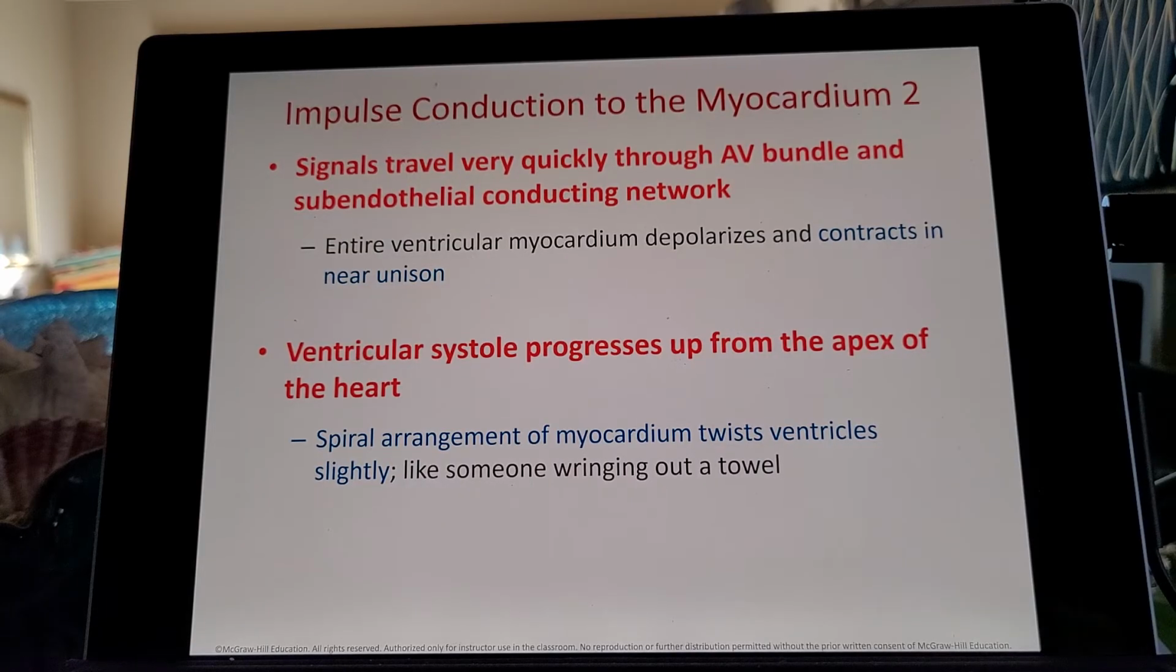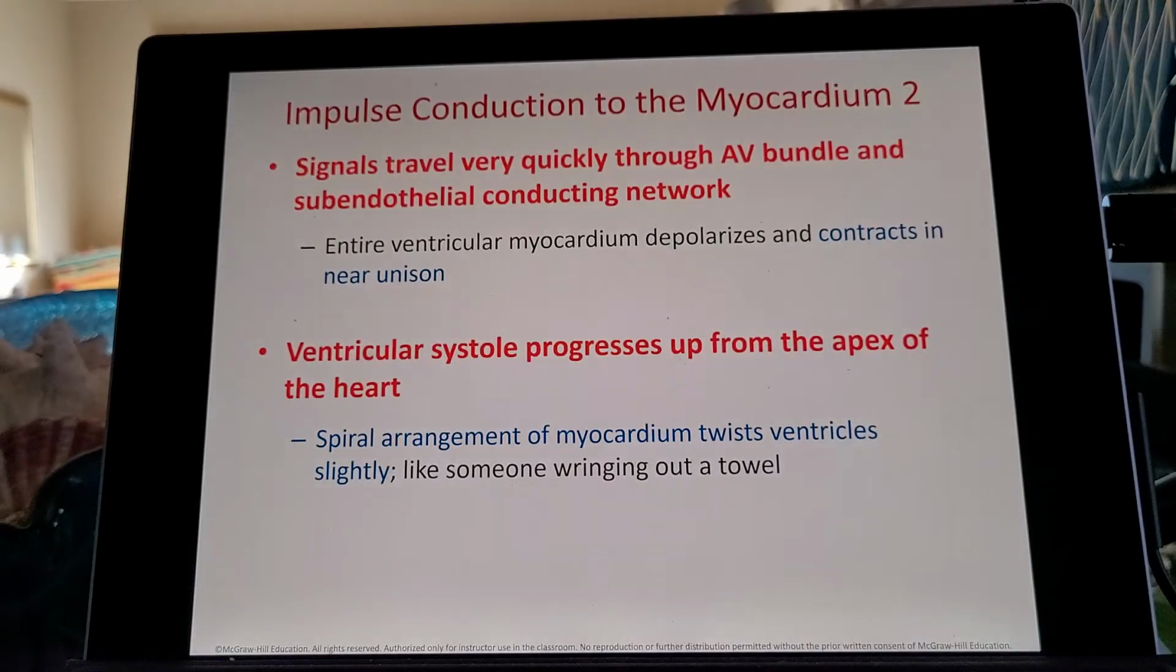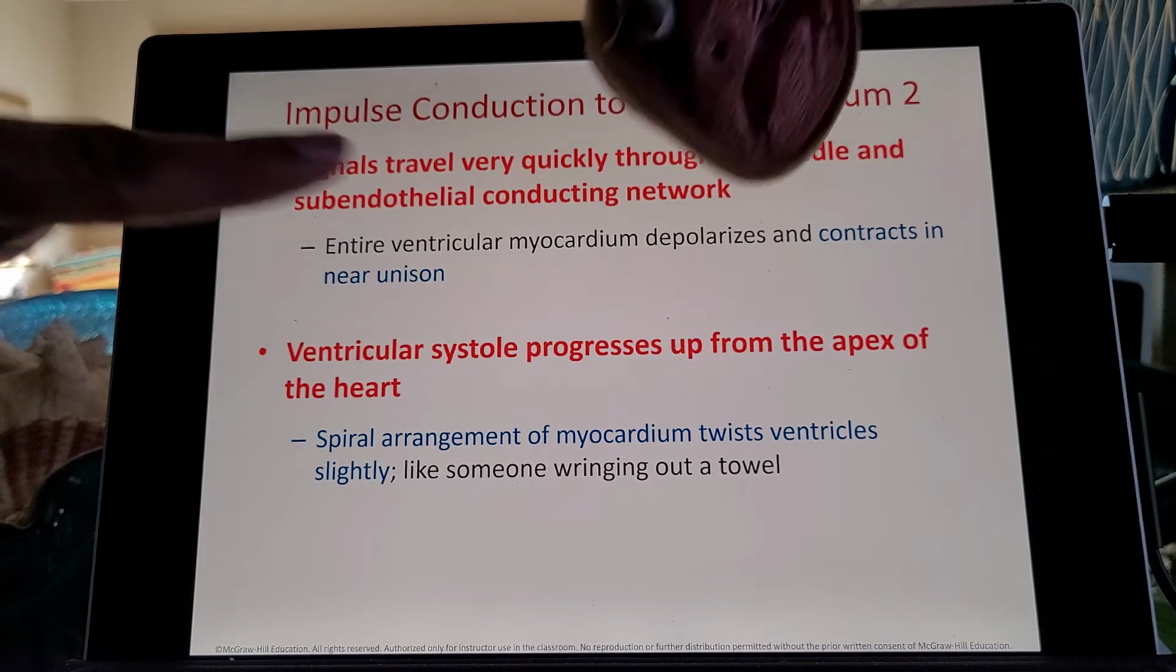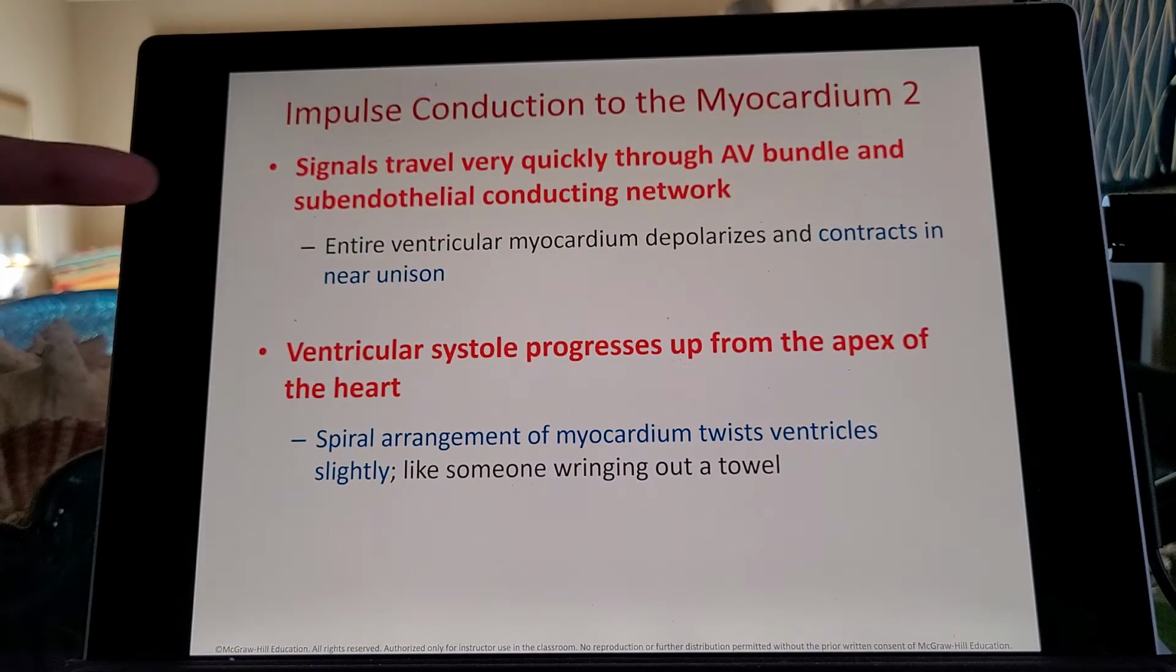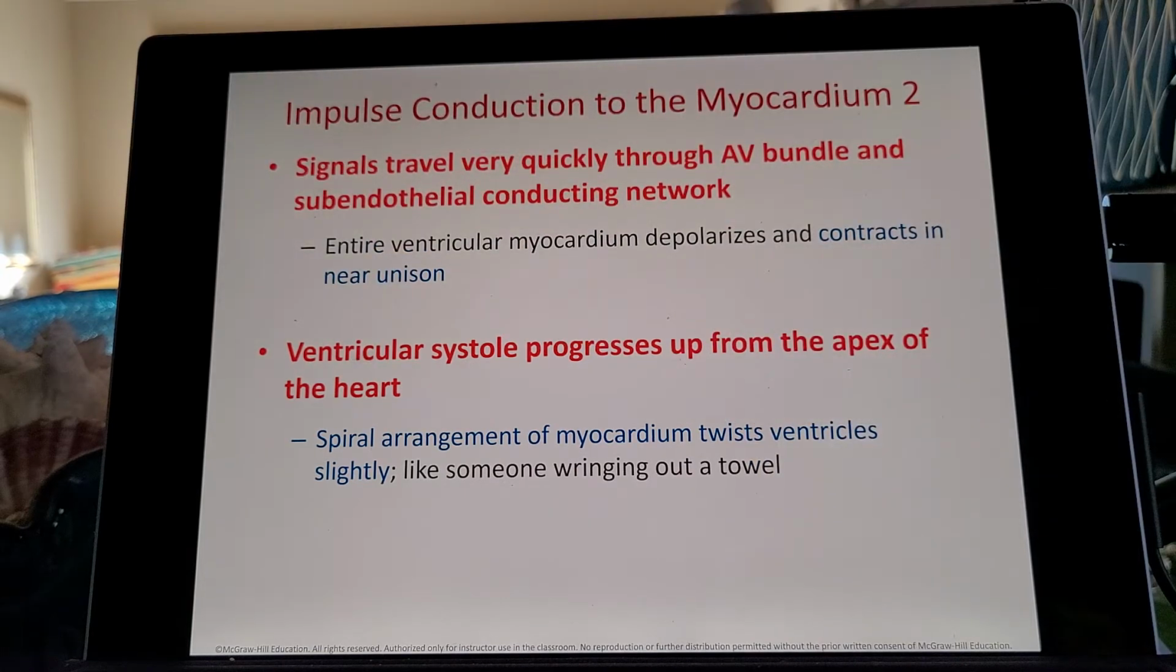All right, so our signal is going to move from our AV node through our AV bundle down towards the apex, and then move through our muscle tissue using the subendocardial conducting network, eventually targeting all of our ventricular muscle, or myocardium, causing them to contract together. So this is our ventricular systole, going from the apex at the bottom throughout the rest of the heart, towards that base.